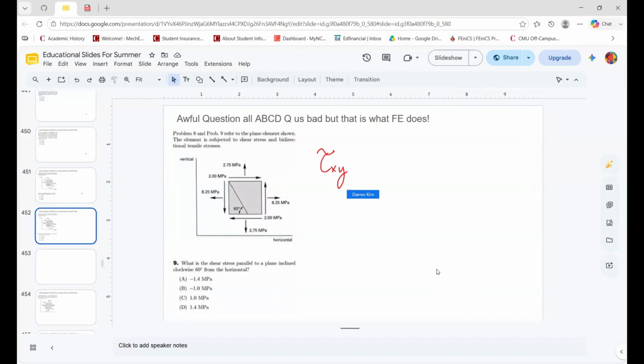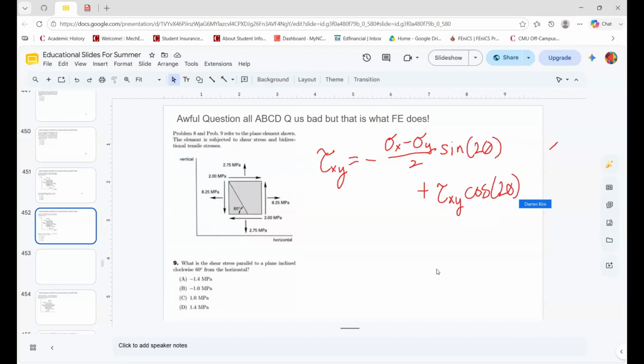So let's see if I memorized it already. It's negative (sigma x minus sigma y) divided by 2, sine 2 theta plus, what was it again? Tau xy cosine 2 theta. Now, you can choose to not memorize it, but I'm going to choose to memorize it because in the future you'll figure out that this is truly needed. (8.25 plus 2.75) divided by 2 sine 2 multiplied by 30 plus tau is, wait a second, that's true. I was about to say there's 2 of them. I didn't read that correctly. 2 multiplied by cosine 2 multiplied by 30.